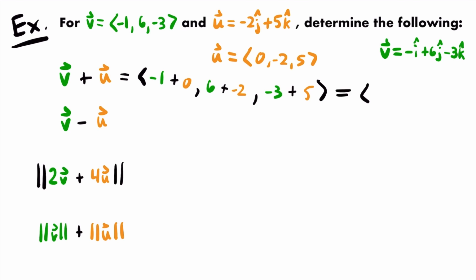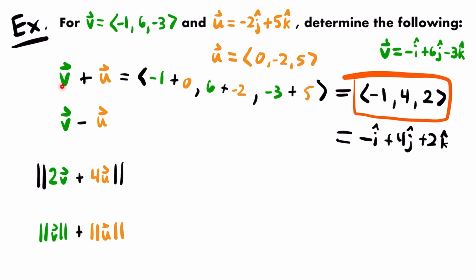Okay, and so if we simplify, we will have -1, +4, +2. Right? -1 plus 0 is -1. 6 plus -2 is the same as 6 minus 2, so we have 4. And then -3 plus 5 is +2. And so that's one way that we could represent the resultant vector for this operation. But remember, you could also write it like this, -i plus 4j plus 2k. That would also be acceptable. You multiply the x component by i, the y component by j, and the z component by k, and add them together. But that's the resultant vector of vector v plus vector u.